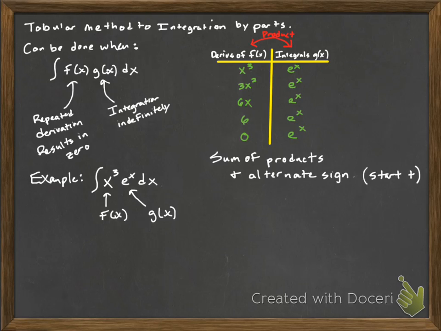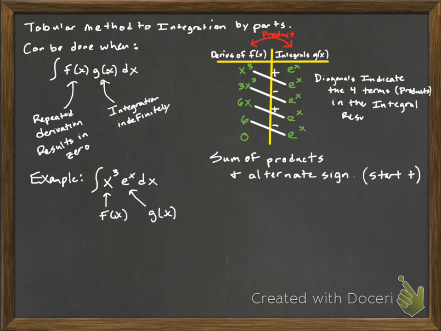Now, the way we do the products between the terms on the left and the right is diagonally. So here are actually the 4 products that are going to show up in our integral result that we're shooting for. So the integral of this function, f of x times g of x, or x cubed times e to the x, is going to be the product of these 4 things you see in the diagonal. The only difference is we're going to see them alternate positive and negative, and we're going to add them all up. So here it goes.